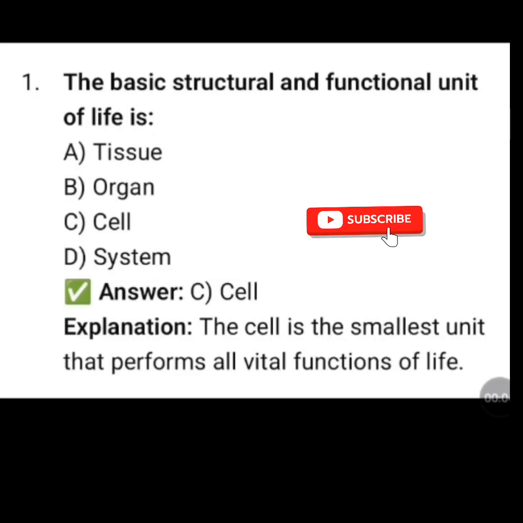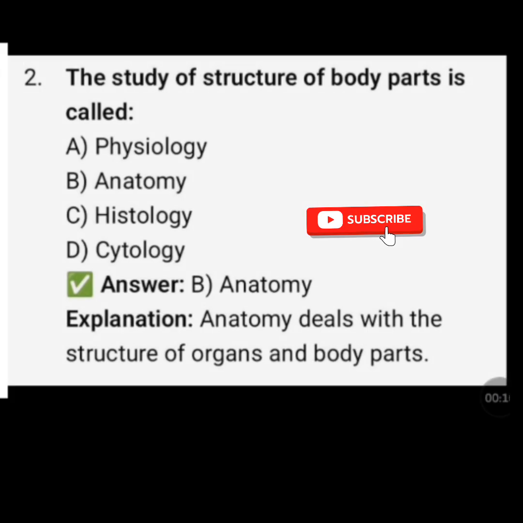The basic structural and functional unit of life is: tissue, organ, cell, system. The correct answer is option C, cell. The cell is the smallest unit that performs all vital functions of life.